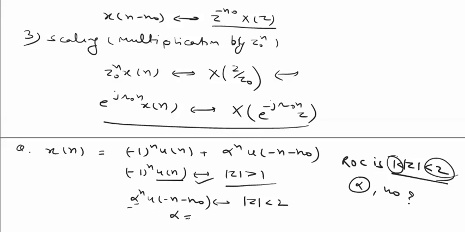Means alpha is equals to plus minus 2, maybe any value, plus or minus. Whatever the n naught value, it does not affect ROC. Means shifting does not affect ROC. ROC is not shift dependent. Or we can say in this way, ROC is shift independent. Now we move to next problem.